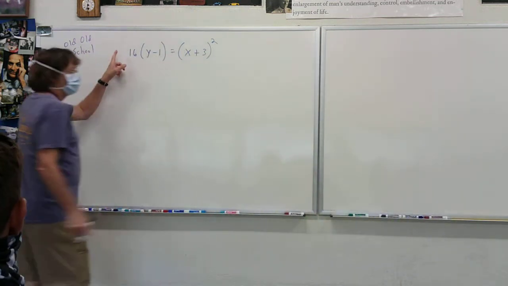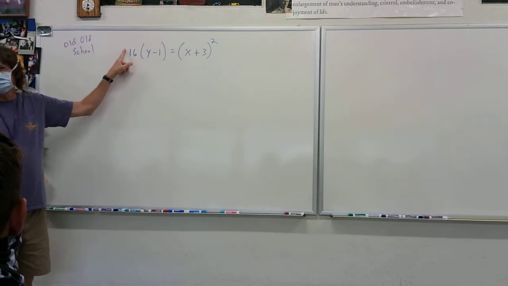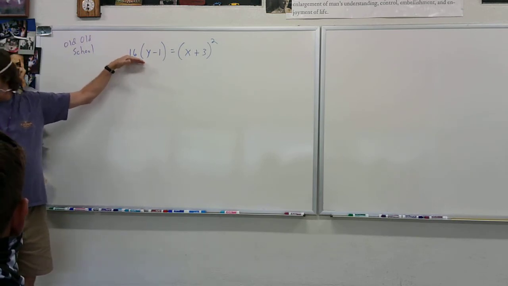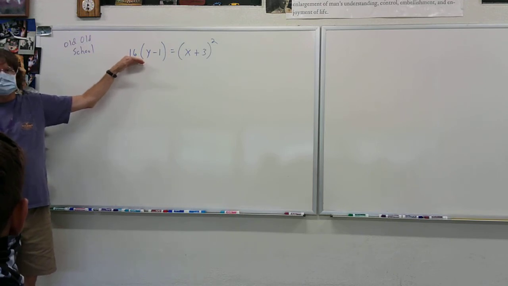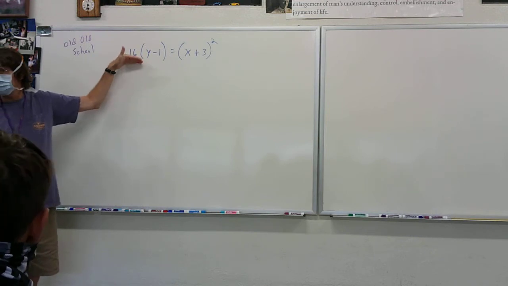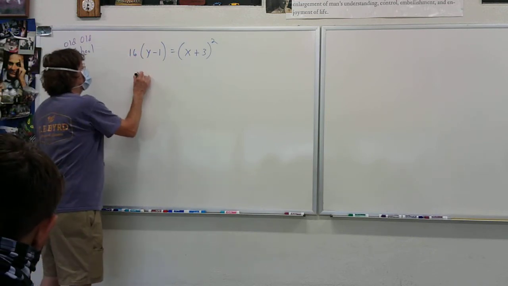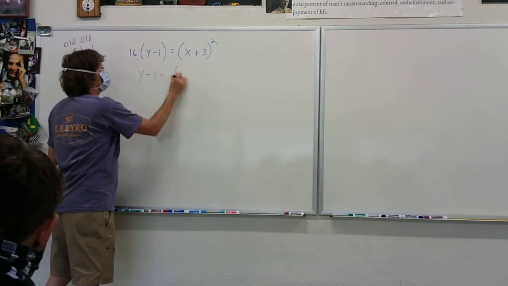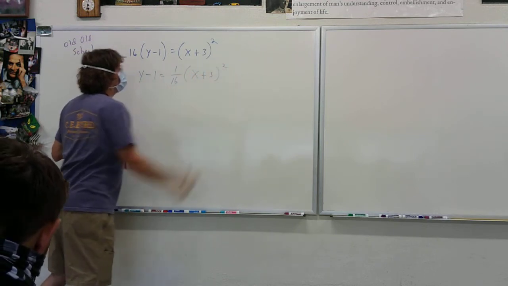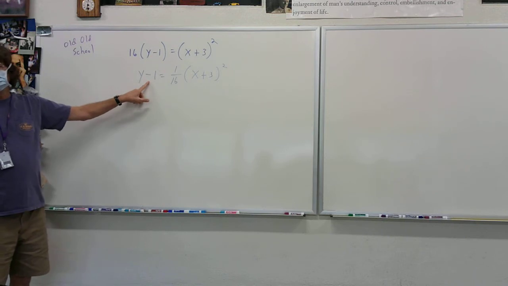Multiply both sides by 1/16. Or divide both sides by what? 16. Okay? Divide both sides by, okay, I like that. I'm teaching ahead of the bell. Divide both sides by what? 16. And then simply do what? Add 1 to both sides.